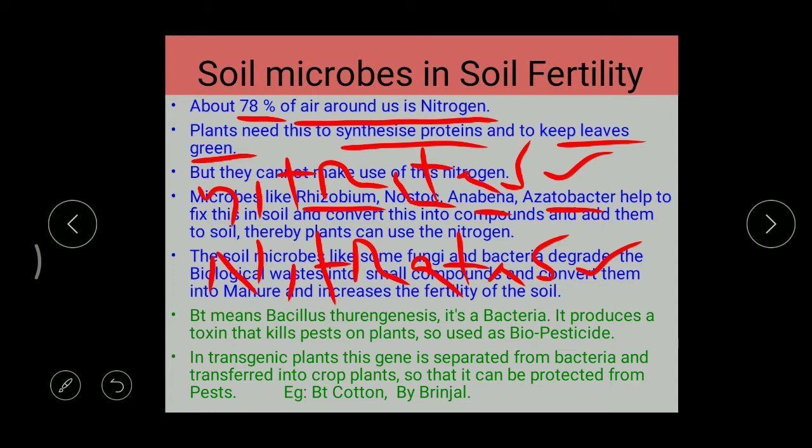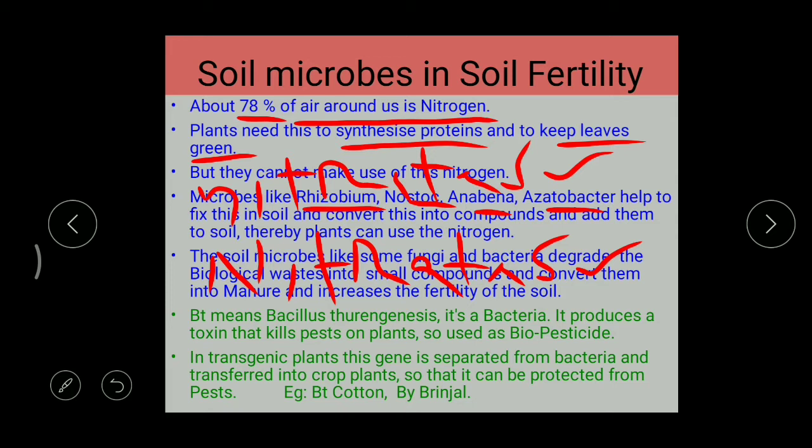So when these waste materials are present over the soil, these microorganisms convert large complex molecules into simple molecules. Correct. Whatever the large molecules like proteins, carbohydrates and fats which are present in that waste material, they are converted into their simple form. That is proteins into amino acids like this. Correct. So when complex molecules are converted into simple molecules and added to the soil, then the fertility of the soil increases.